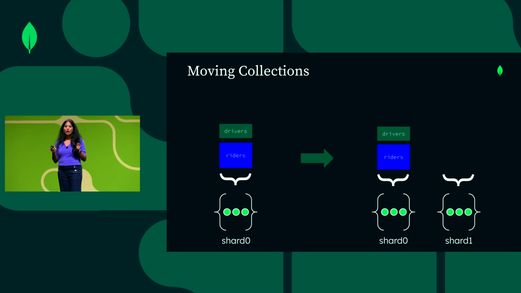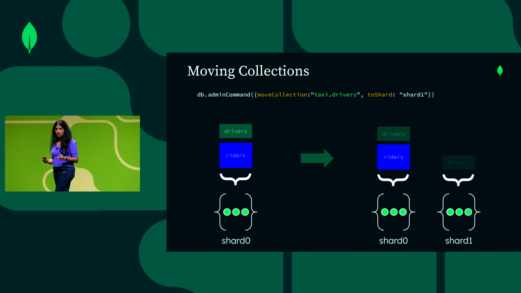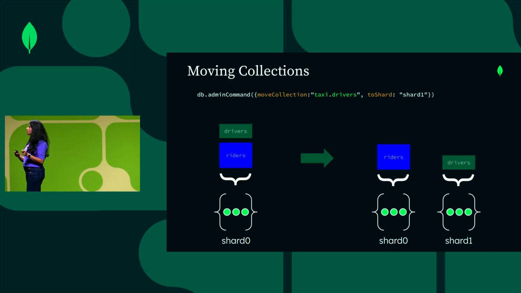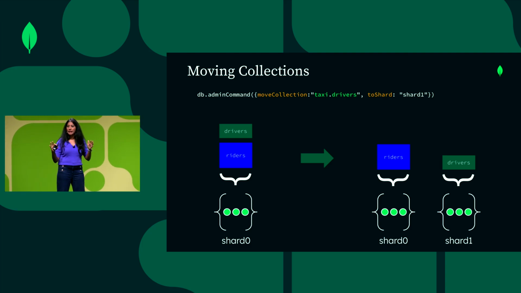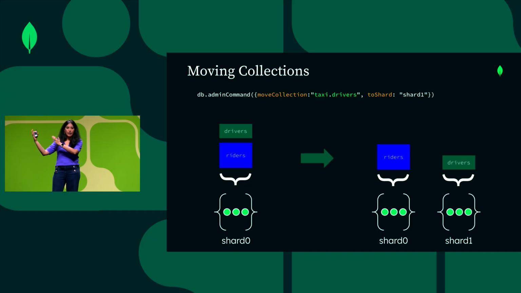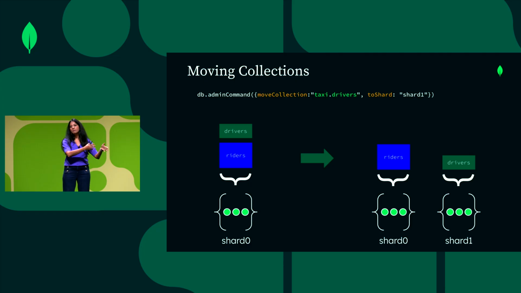In that case, you simply run move collection. So you say move taxi.drivers to the new shard that I just added called shard1. And what we do in the background is we rewrite your drivers collection onto shard1 while you're still writing onto the drivers collection on shard0. So it's a fully online operation. You don't have to worry about making any changes, and we manage the cutover for you. After the collection has been moved to shard1, we drop the collection from shard0. And you have instant scale right there.